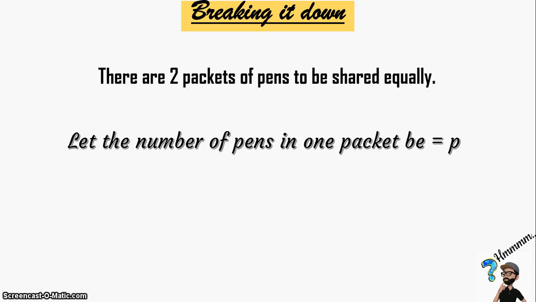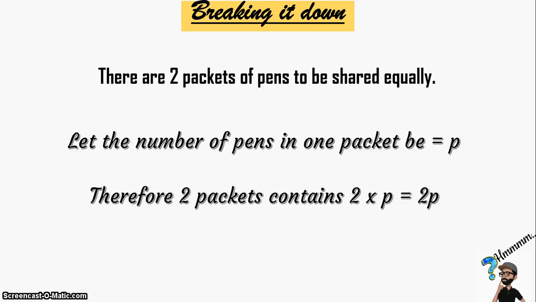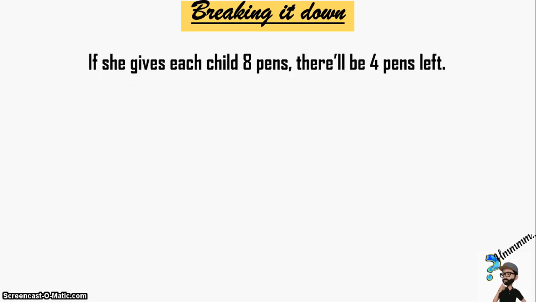It is very simple. If one packet, for example, contains 5 pens, it means 2 packets would contain 2 times 5, which is 10. So if one packet contains 15 pens, what would 2 packets contain? 2 times 15, beautiful, and that gives you 30. So if each packet of pens in our problem, since we don't know it, is P, it means 2 packets will contain 2 times P, which is 2P. That's from the first statement. So let's look at the next statement.